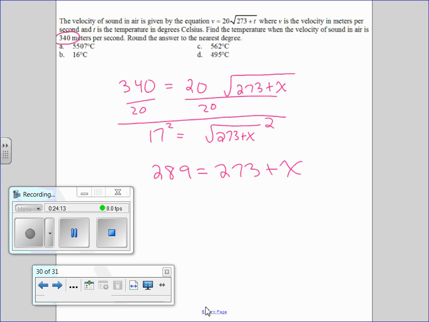And what do you think we should do last? Subtract over your 273. 16? Is that a choice?